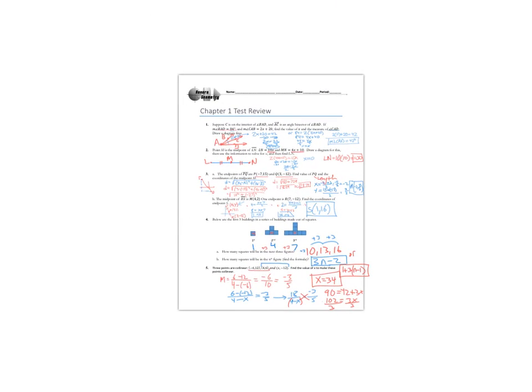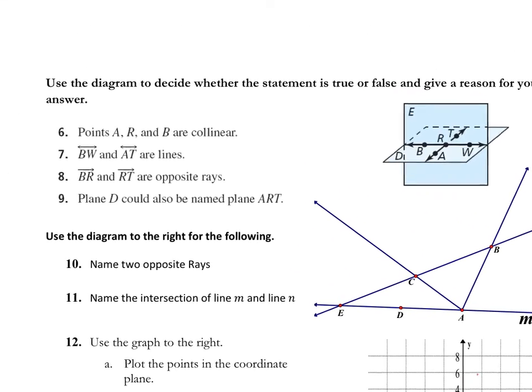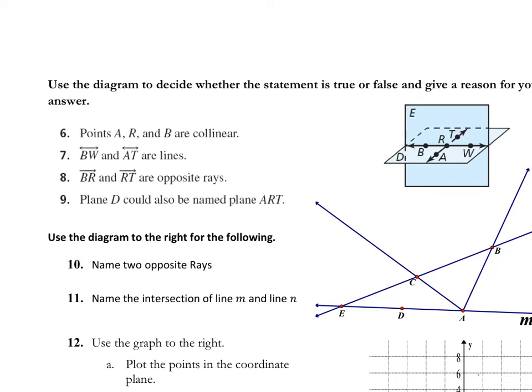X is 34. Okay, there you have it. All right, let's cruise on to the next page. Now we're going to name some geometric figures. Work with some vocabulary here. We want to know if these are true or false and give a reason for it.